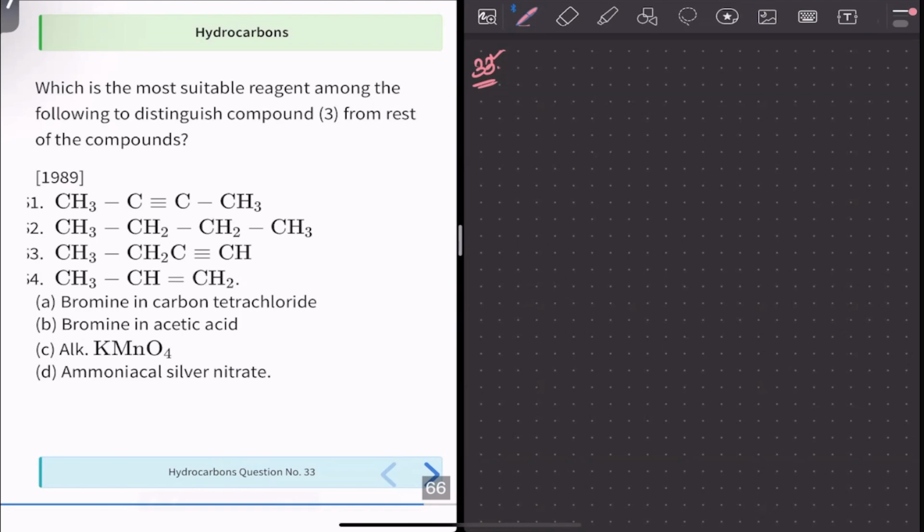So in option A, it is given an alkyne. It is an internal triple bond alkyne. In option 2, there is an alkene. Option 3 is a terminal alkyne. Option 4 is a terminal alkene. So you have to distinguish the terminal alkyne from the rest of the 3 compounds. Okay. So let's go one by one.